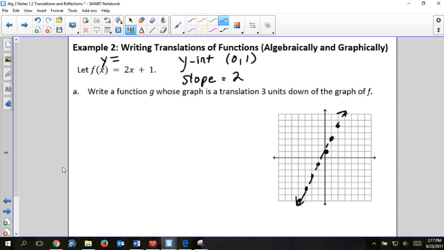And it says to take function f and translate it 3 units down. So graphically, if I go to every dot that I just drew and go 1, 2, 3 units down and draw a new dot, I will have my new graph.